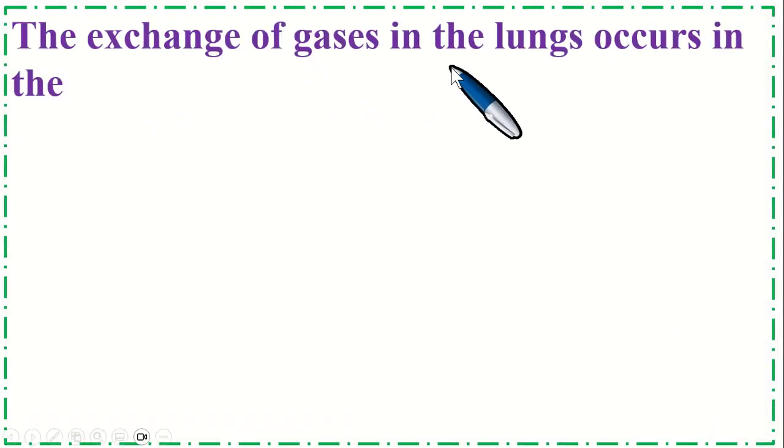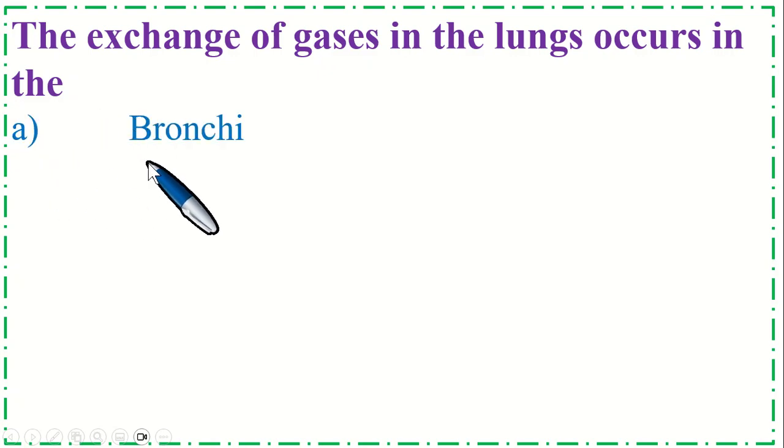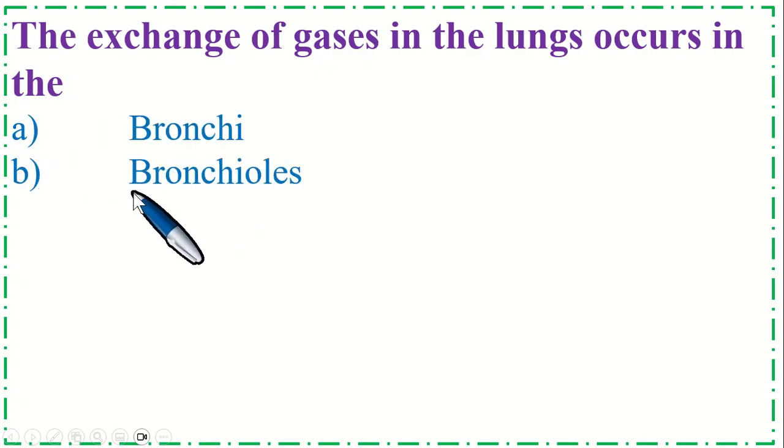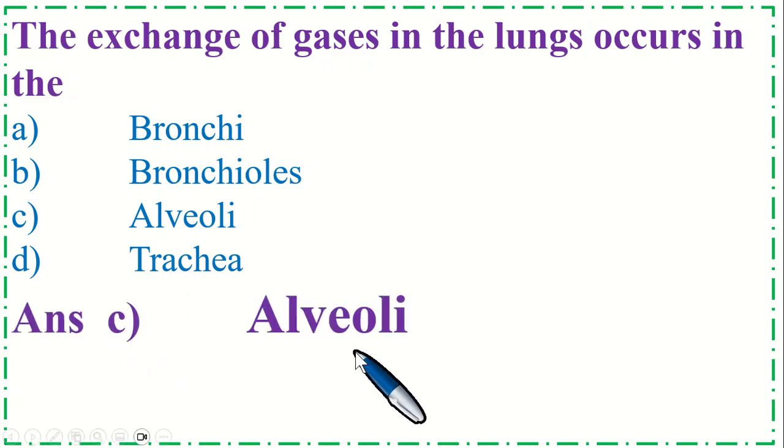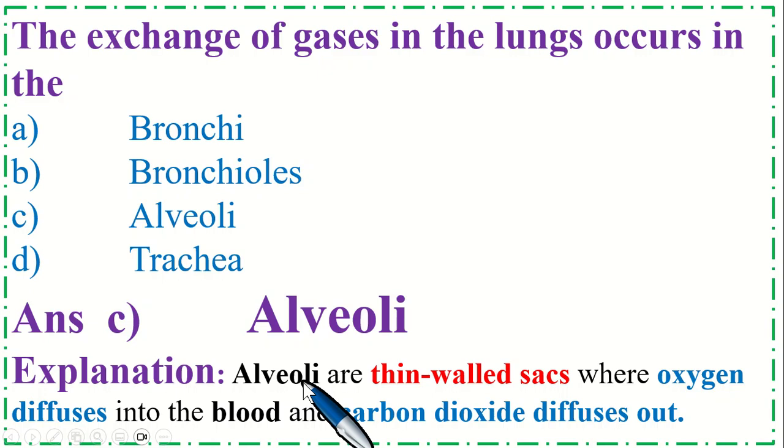The exchange of gases in the lungs occurs in: option A, bronchi; B, bronchioles; C, alveoli; and option D, trachea. So the correct option is C, alveoli. The alveoli are thin-walled sacs where oxygen diffuses into the blood and carbon dioxide diffuses out.